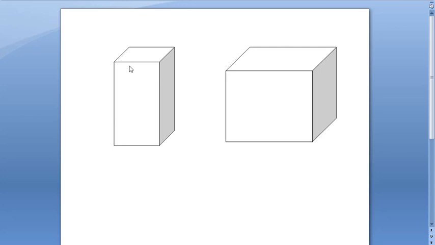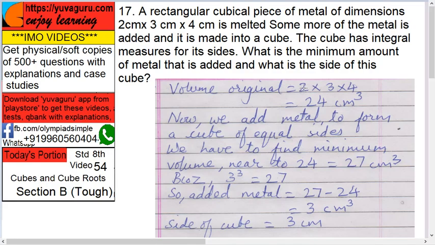First we melt this. So first we find the volume of this cube. Volume of the original cube is 2 by 3 by 4. So multiply, 24 centimeter cube. Okay, now we melt this. So after melting, will the volume change? No, volume will remain the same.